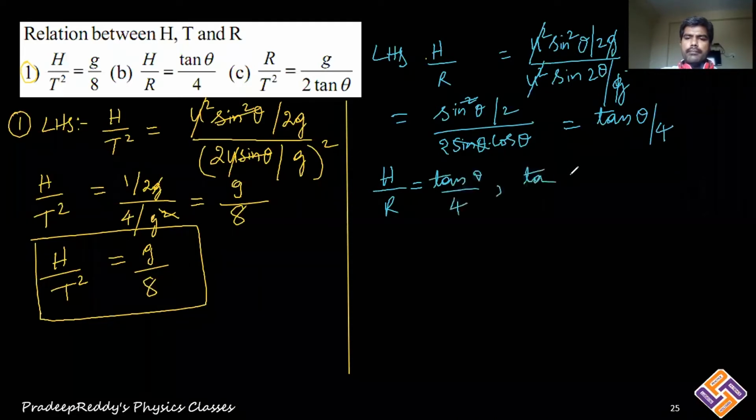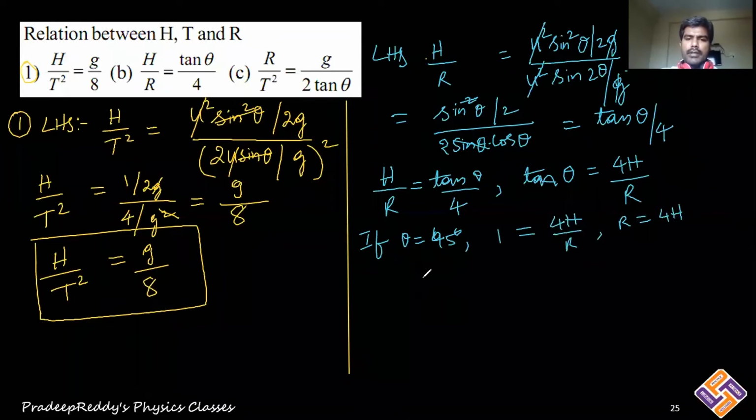or you can write tan theta is equal to 4h divided by r. So if theta is equal to 45 degrees, what is tan 45? Tan 45 will be 1. Therefore I can write 1 is equal to 4h by r. This is r is equal to 4h. Therefore you can write r maximum. If theta is 45, then in such case the range is maximum. R maximum is equal to 4 times h maximum.